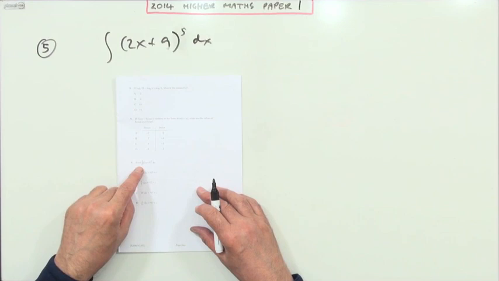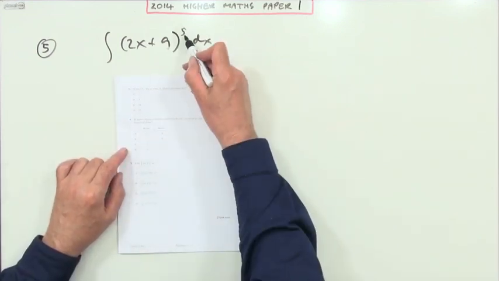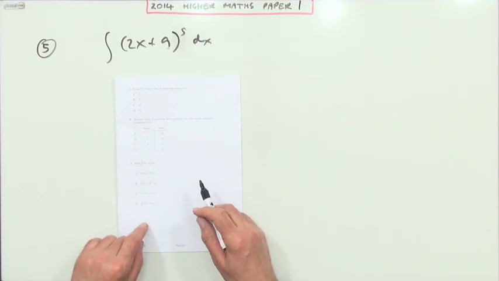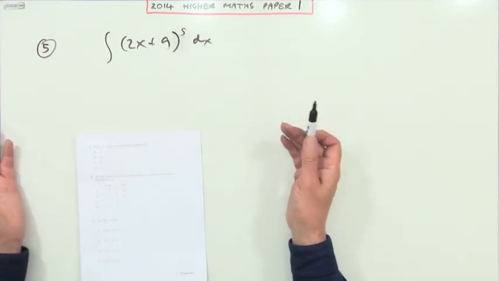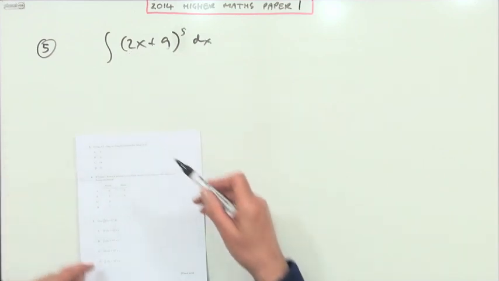Number 5, find this integral. Well, it'll go up 1 power, you add when you're integrating, so it'll go up to power 6, so it means it's either C or D, and then divide by that power, which is going to be divided by a 6, and also divide by the 2, so it must be the 12th.